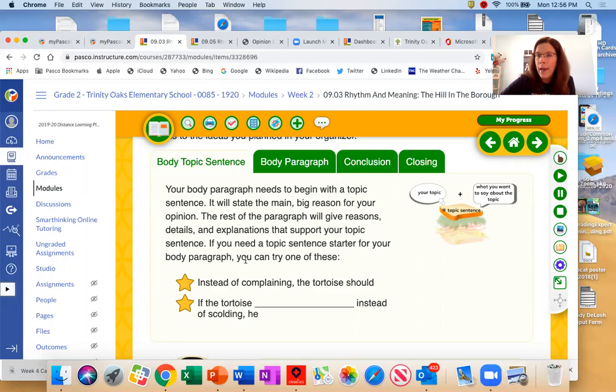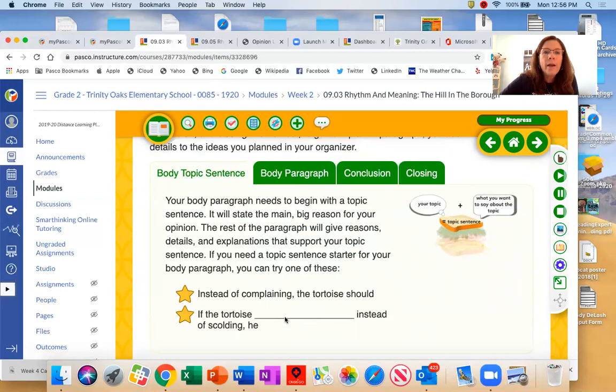If you want to use it, you don't have to, but if you want, instead of complaining, the tortoise should ignore them? Say, I'll talk to you guys later. Or if the tortoise blank, instead of scolding, I don't know, if the tortoise would have just kept his mouth closed instead of scolding, he might have reached the lake with the geese. All right, so that's something to think about. So you have your topic sentence. So these are 2 choices.